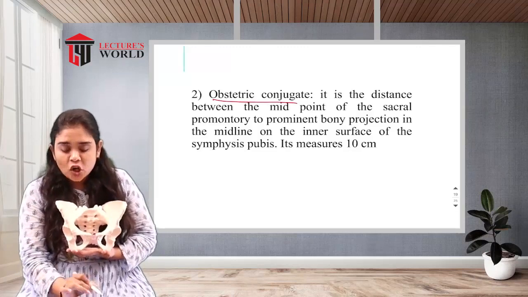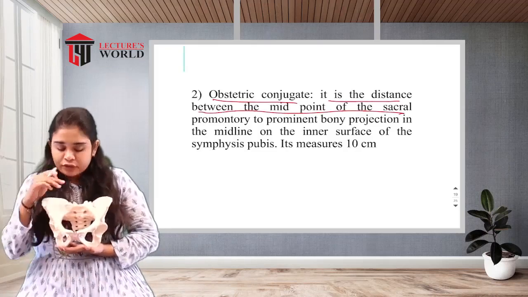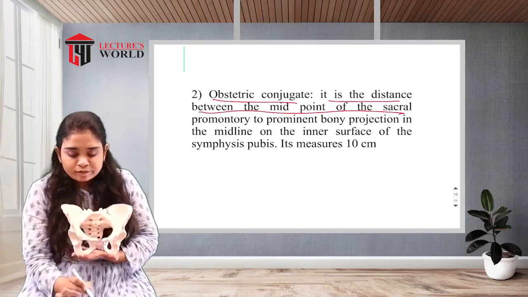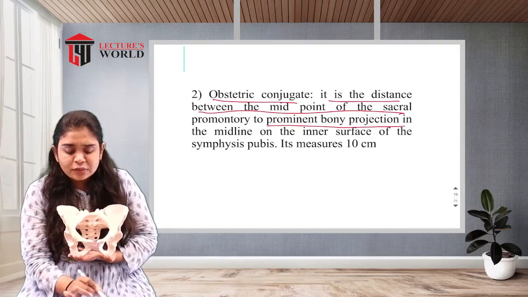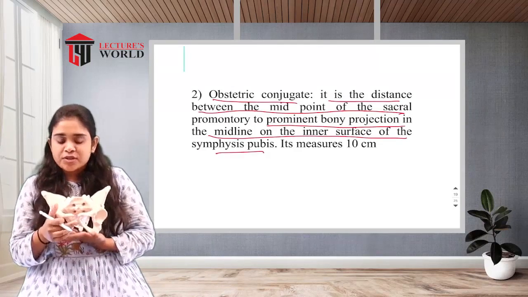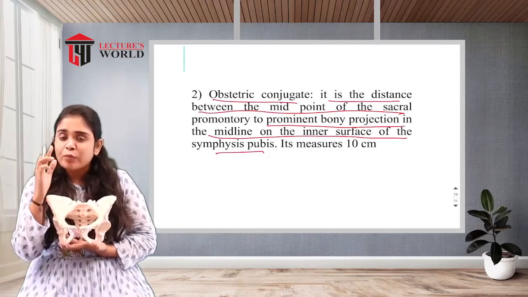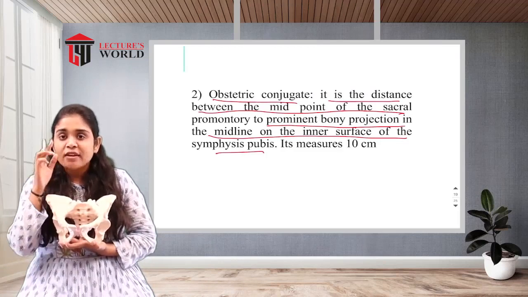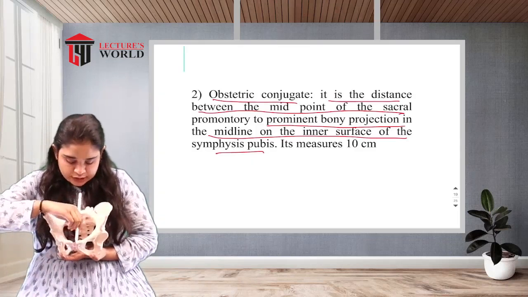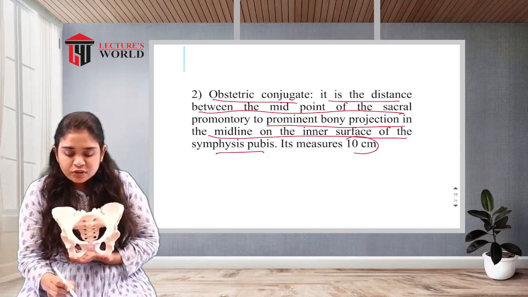So what is the obstetric conjugate? It is the distance between the midpoint of the sacral promontory, again we have to take the midpoint, to the prominent bony projection in the midline of the inner surface of the symphysis pubis. So this is the symphysis pubis, right? So the inner surface and the projection part. Okay, so there is a big point of the symphysis pubis. So that point we have to take, from here to here. So that is known as the obstetric conjugate. Okay, so that measures about 10 centimeter.